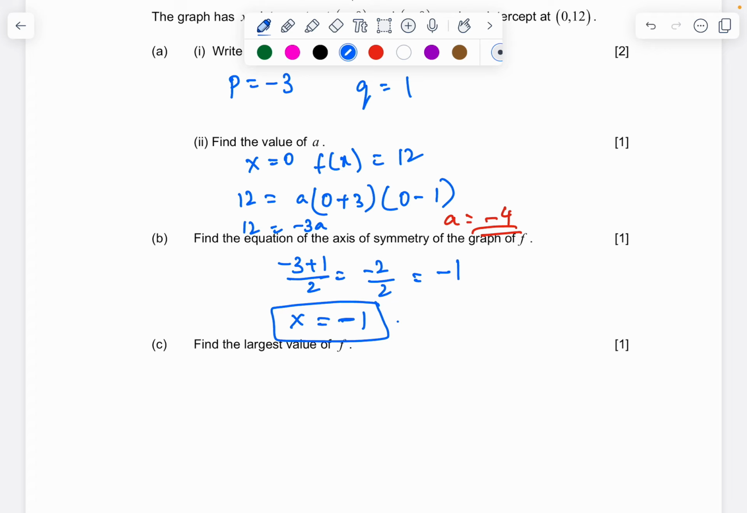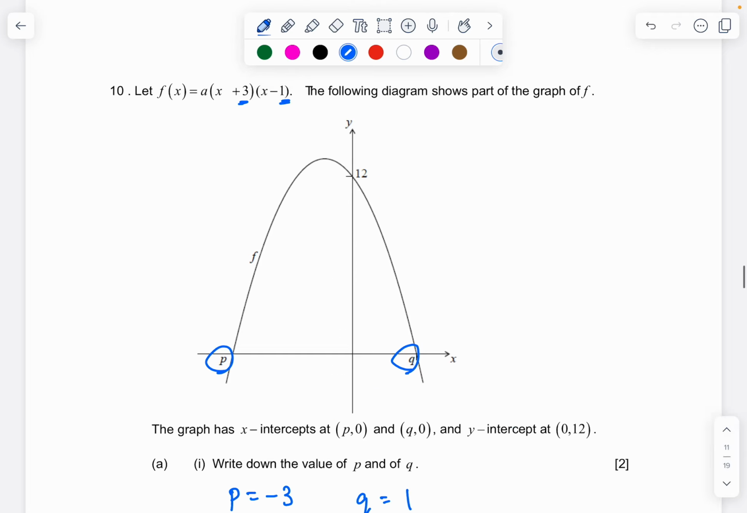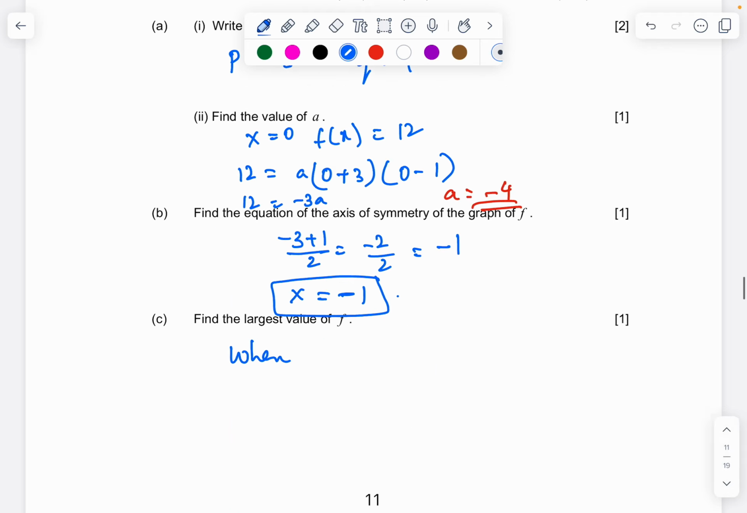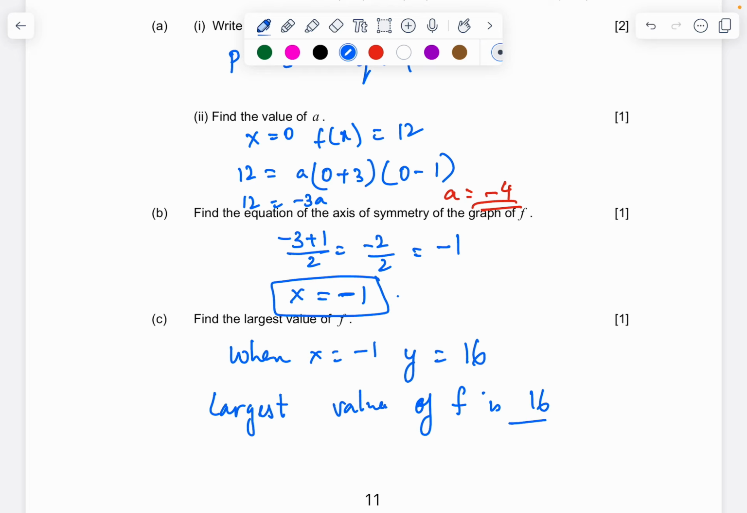Then find the largest value of f. So what does the largest value mean? Basically this is x equal to negative 1 here. So they are asking what is the value of f here. So when x equal to negative 1, find what y is equal to. So y equal to 16. So the largest value of f is 16.